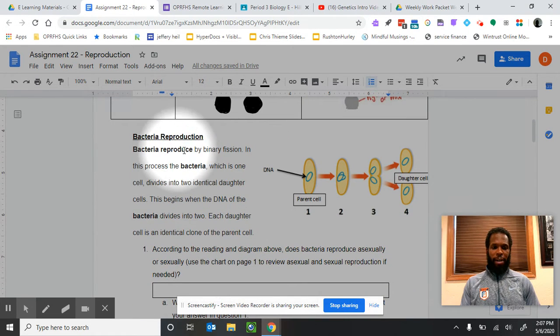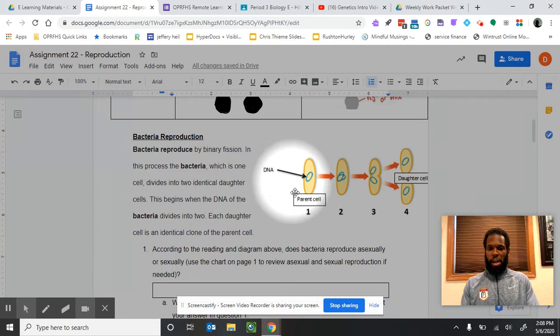Let's talk about how bacteria reproduces. So, bacteria reproduction. Bacteria reproduce by what's called binary fission. In this process, the bacteria, which is one cell, divides into two identical daughter cells. This begins when the DNA of the bacteria divides into two.